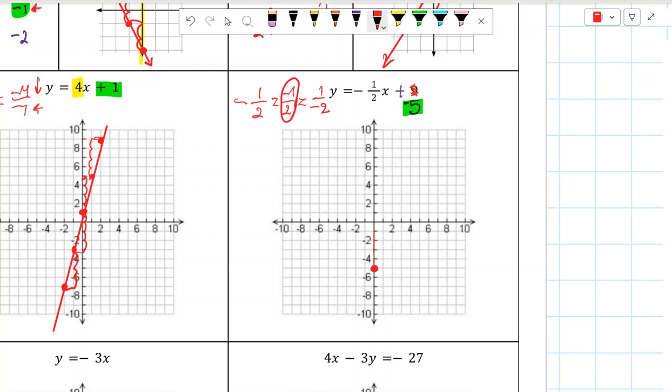Negative 1 over 2. So that means down 1, right 2. Down 1, right 2. Down 1, right 2. And that can take me all the way to the corner of the graph. Then at the top, it's 1 over negative 2. So I'm going to go up 1 over to left 2, up 1 left 2, up 1 left 2. And those all should also line up. Now I have plenty of points here to make my nice straight line.